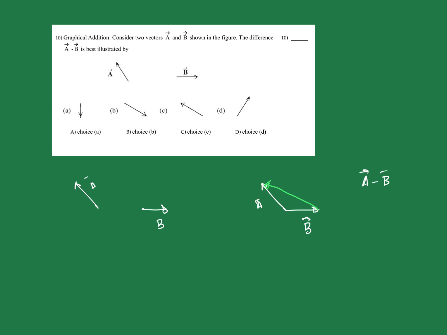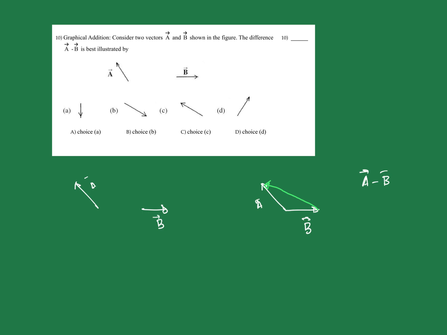And this question says graphical addition. Consider two vectors A and V. So these are the two vectors, A and V. Now the problem is asking, if these are the two vectors, which one is the vector A minus V? Well, there are two ways of solving this question. If this is the vector A and this is the vector V, what is the vector A minus V?